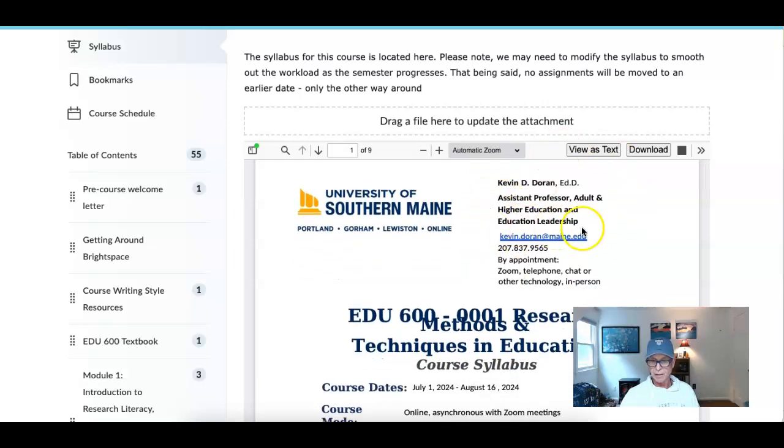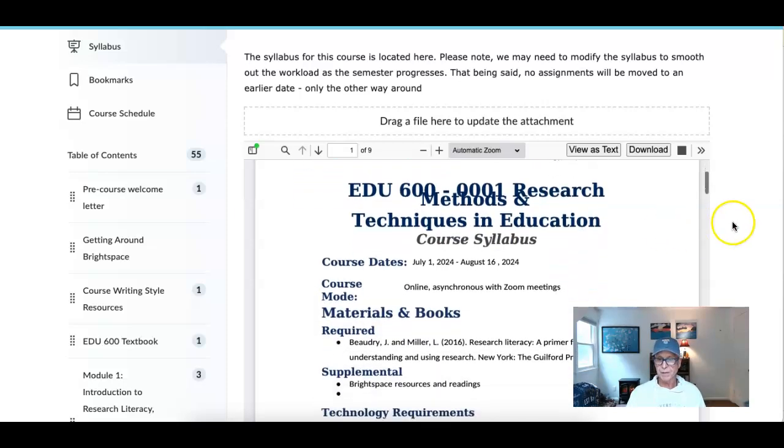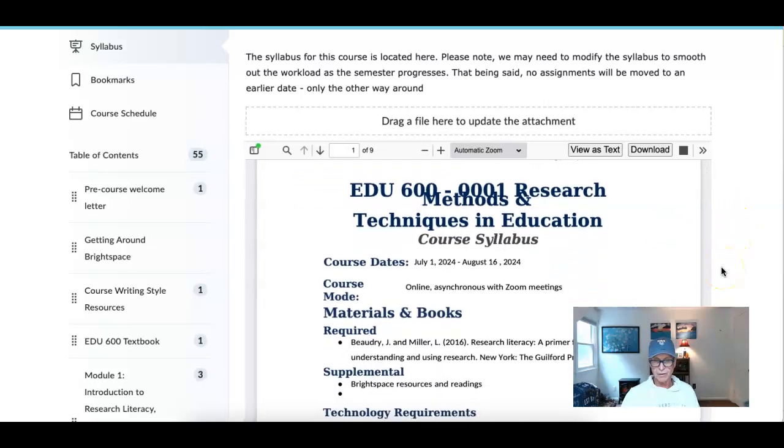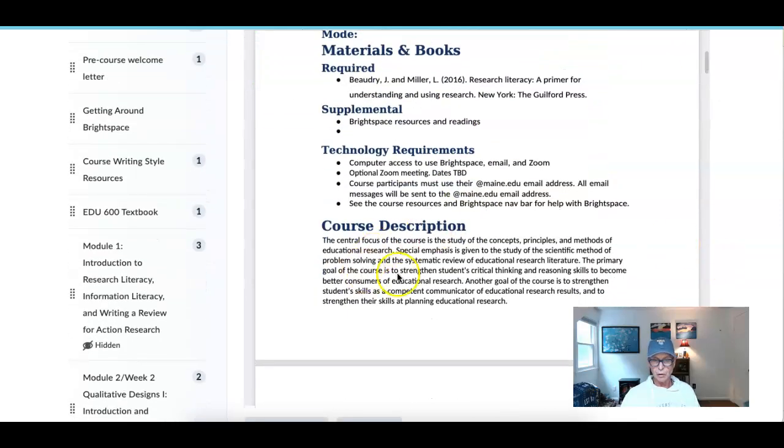It may change. So here's the information. This is me. This is how you can contact me. By the way, this is my cell phone number. If you do call my cell, leave a message, and you can say, you're a student in EDU 600 and you need some help, and leave your phone number and a good time to call back, and I'll try to call you back as soon as I possibly can.